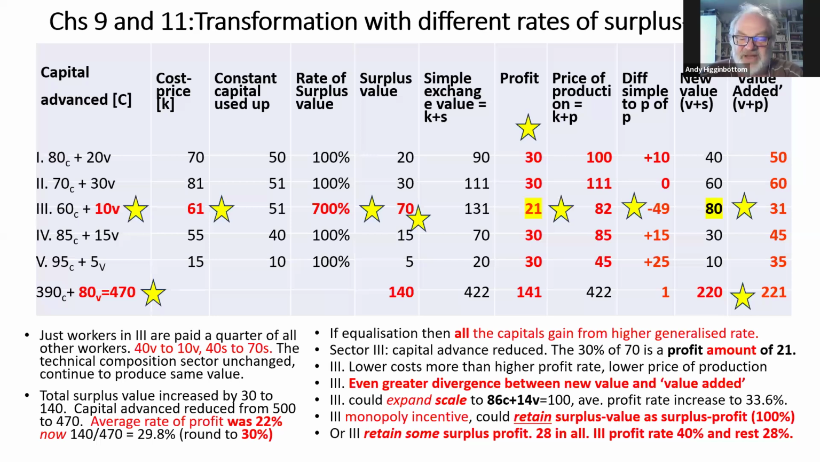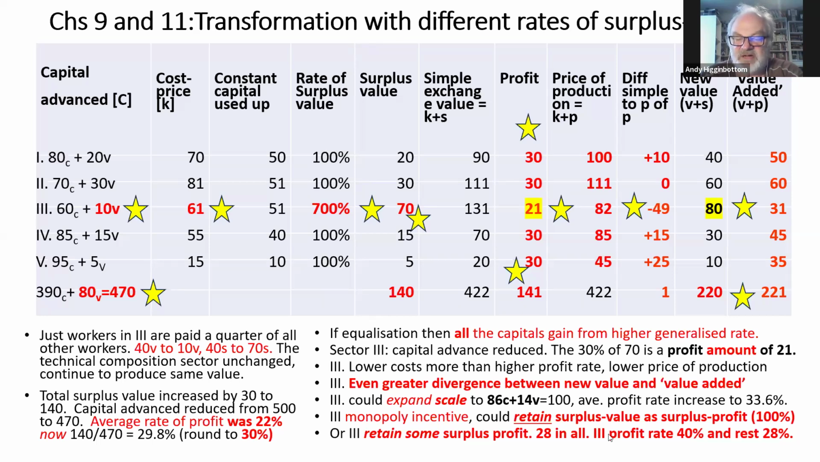And then finally, it could be that they don't manage to retain all of the surplus value, the surplus profit that's been produced and realized in their sector. But what could happen is that some of that surplus profit is retained. And I had just one other scenario, which is maybe it's across all of the sectors. Rather than these profit rates of 30, 30, 21, 30, 30, all of the sectors get a profit of 28, and that would still add up to 140. But the rate of profit in sector three would then be 40% and the rest 28%.